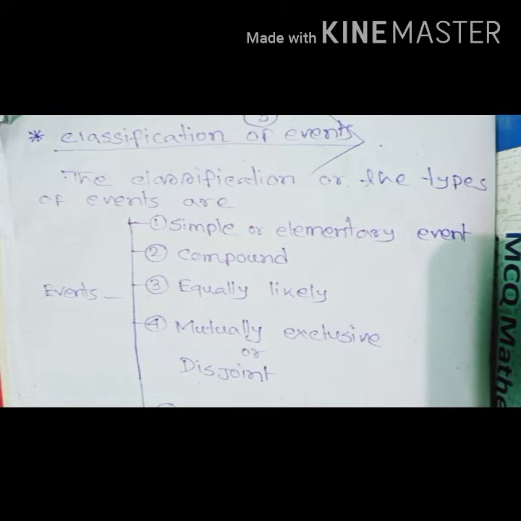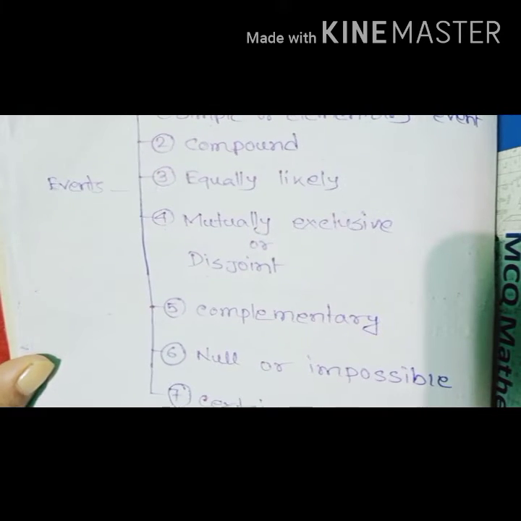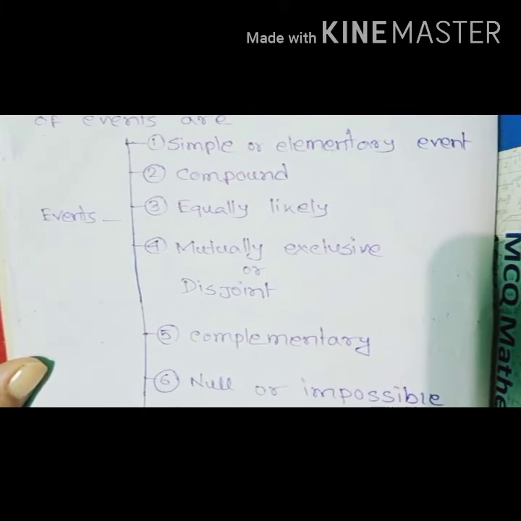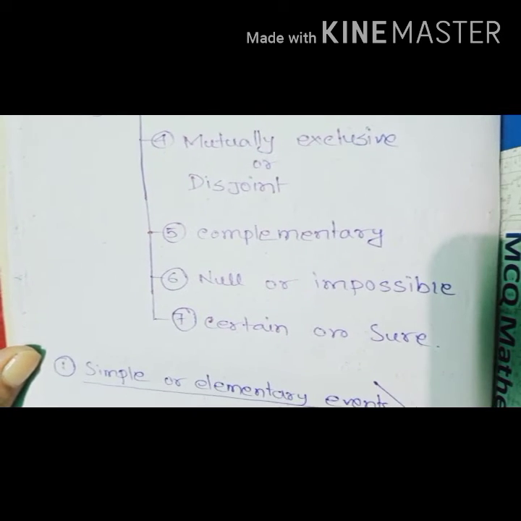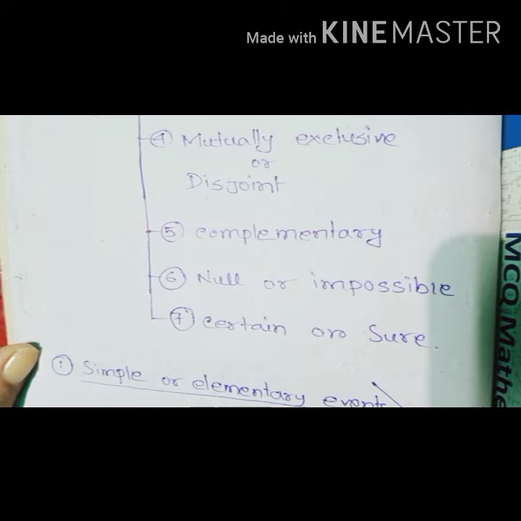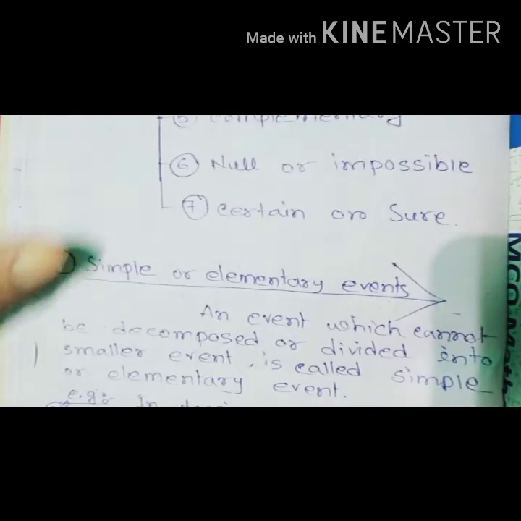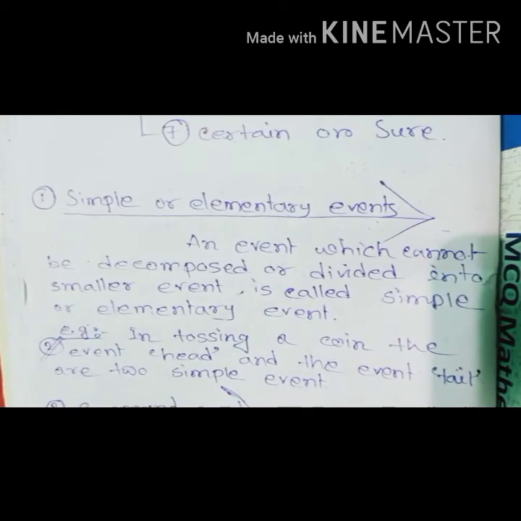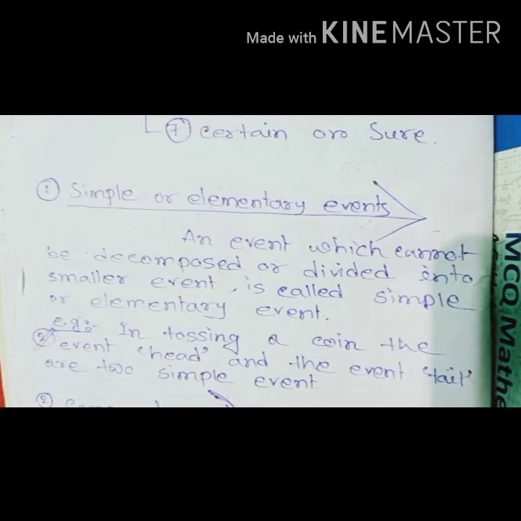Now the next important topic is the types of events or the classifications. So how many types of events are there? Mainly 7 types are given: simple, compound, equally likely, mutually exclusive or disjoint, complementary, null or impossible, and certain or sure. These are the types of events we have when we are going through a random experiment. So the first type is simple or elementary event, means an event which cannot be divided into parts.